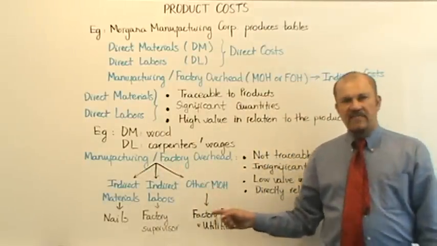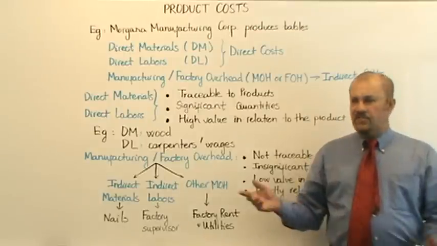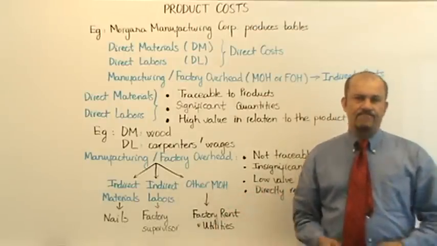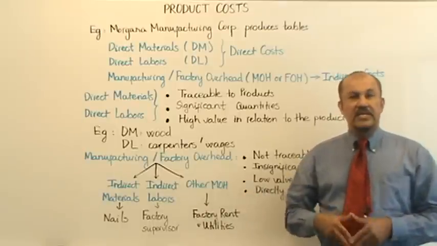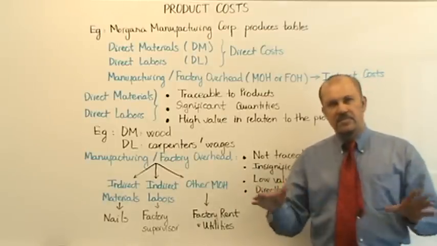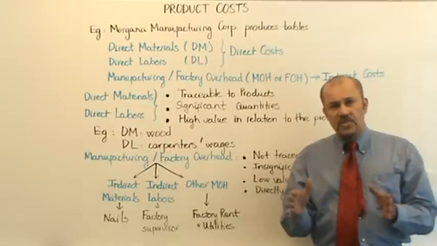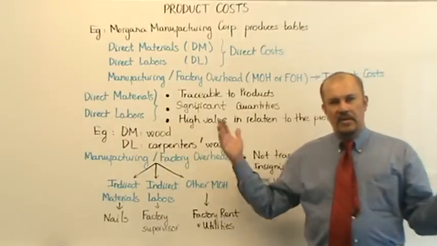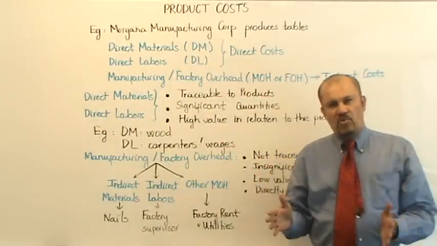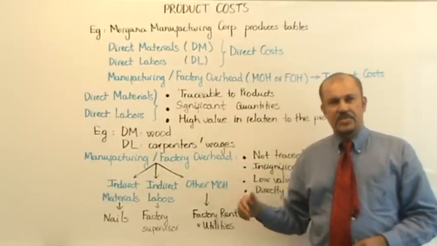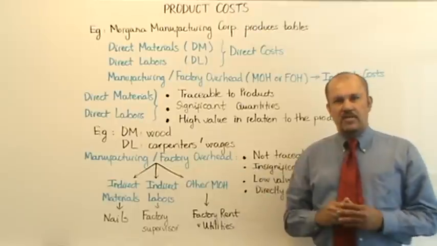Then under the other manufacturing overhead category, some examples here would be factory rent, factory utilities, taxes on your factory, depreciation on your factory equipment, etc. So the common denominator here would be all of these costs are factory related. So this gives you a larger picture of what makes up product costs, as well as some of the details that make up the individual product costs.